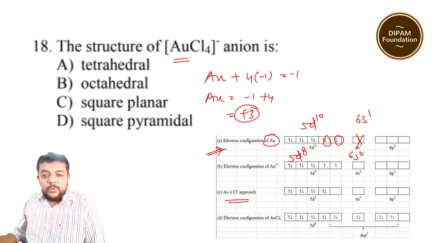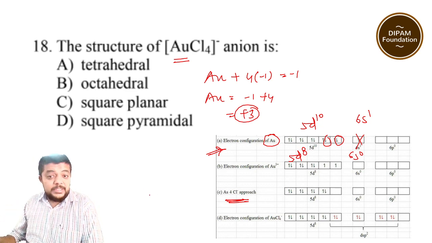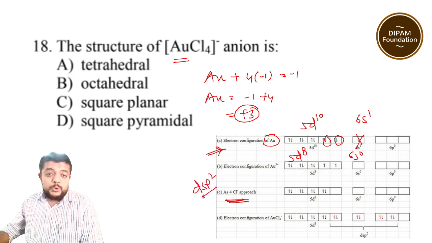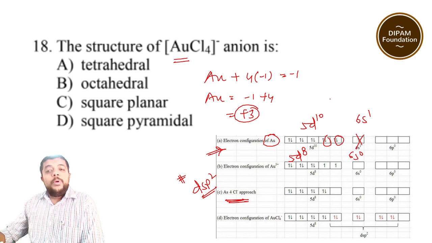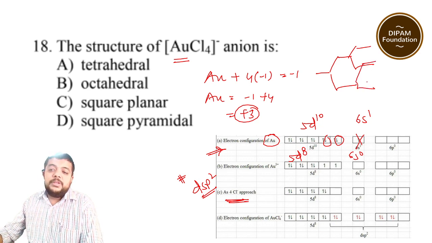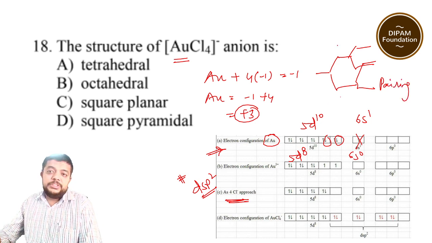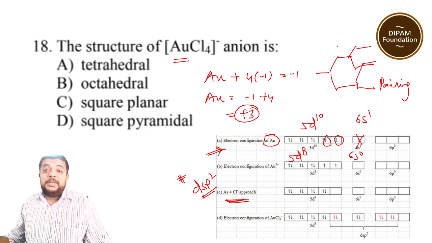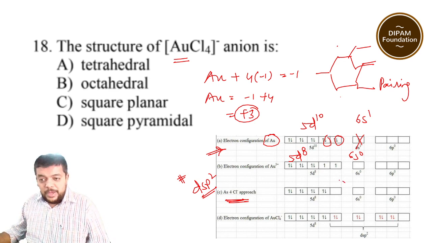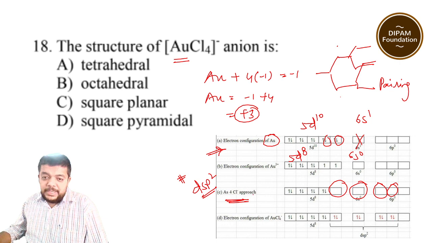Now, as 4 Cl minus approach, nevertheless, it's a weak field ligand, but its hybridization is dsp2, an exceptional case. So when the hybridization is dsp2, there is a resplitting, and due to this resplitting, pairing takes place. It is not only t2g and eg, but this t2g is again getting split, and therefore pairing takes place. And so you have an empty orbital over here, second, third, and fourth. And when the 4 ligands approach, it is dsp2 hybridization.